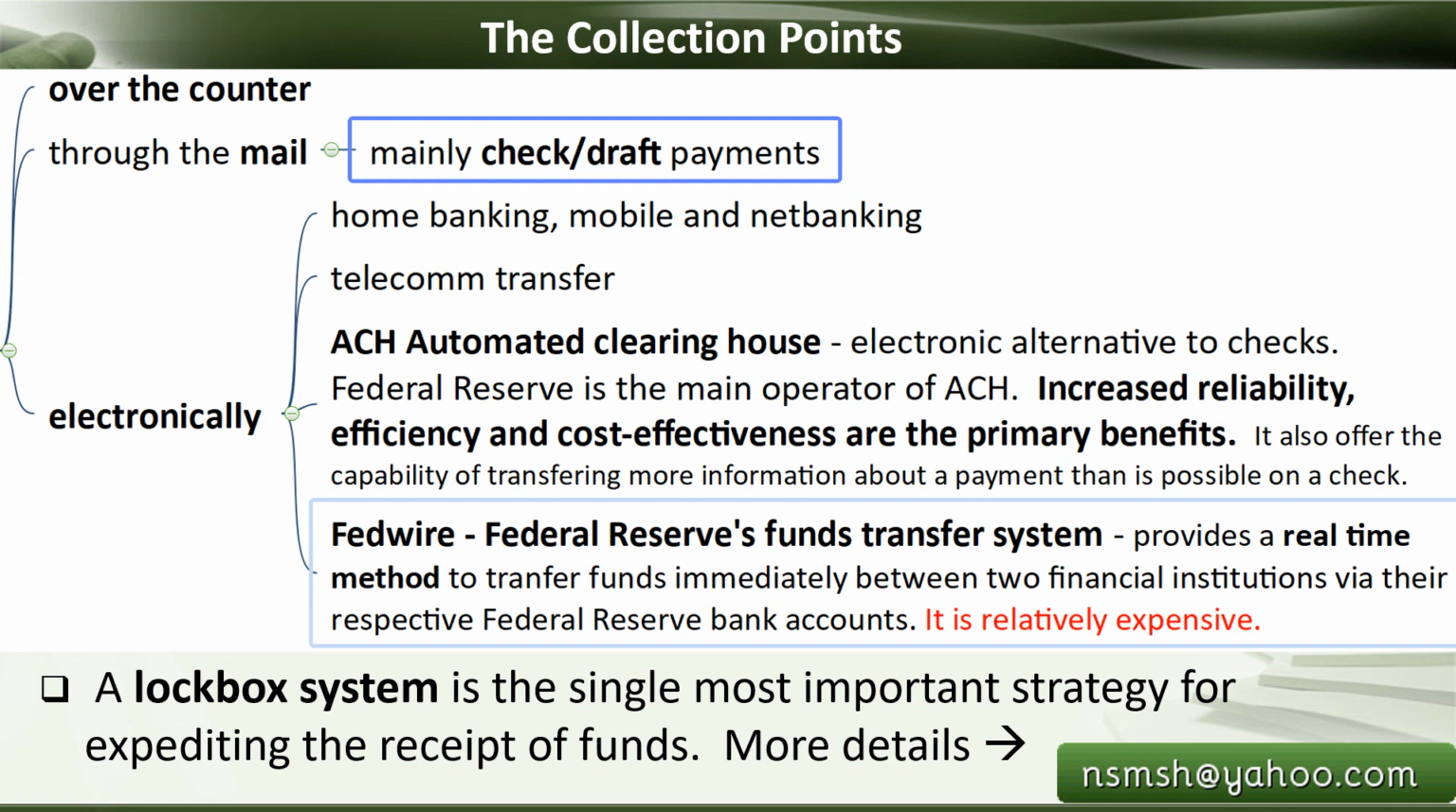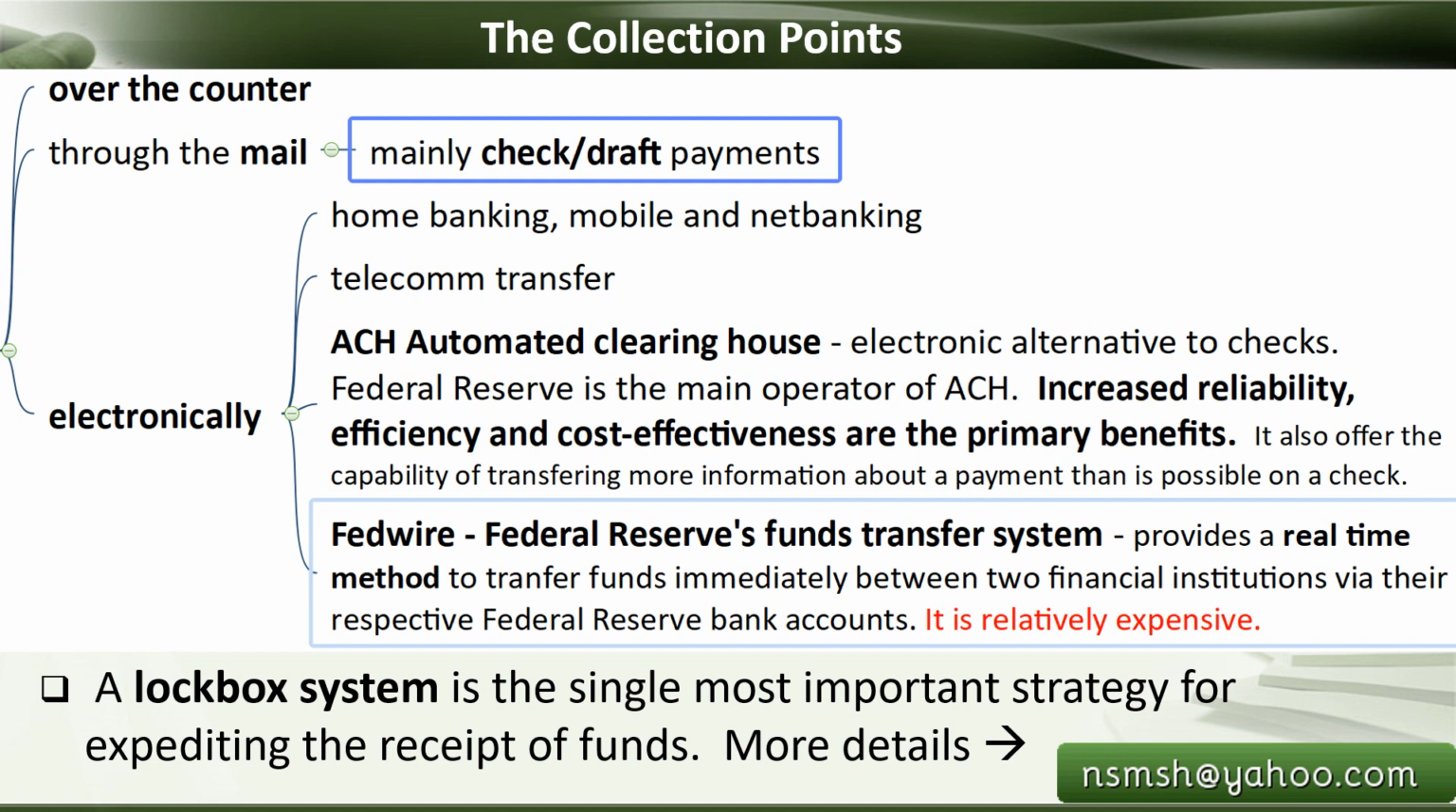FedWire, that is the Federal Reserve Fund Transfer System, provides a real-time method to transfer funds immediately between two financial institutions via the respective Federal Reserve Bank accounts. If the client's bank and your company's bank are connected, they can get this transfer quickly and it will reach your company's account also. But it is relatively expensive because the bank will take some charges.